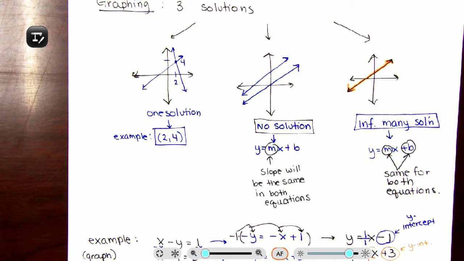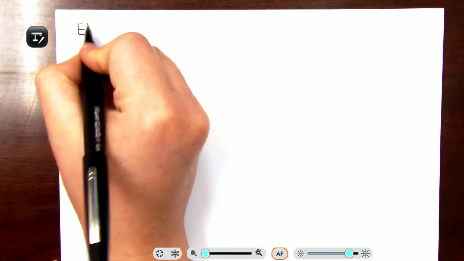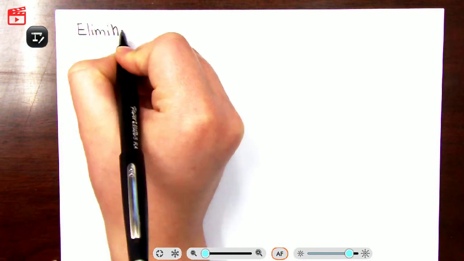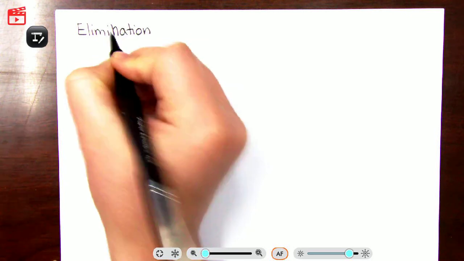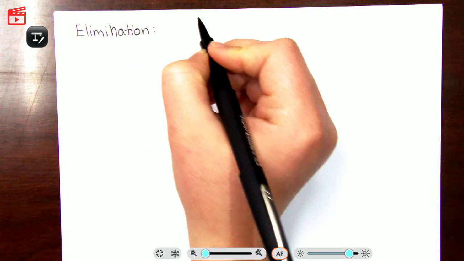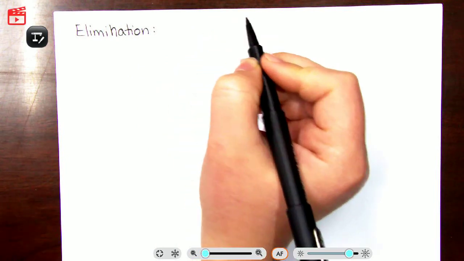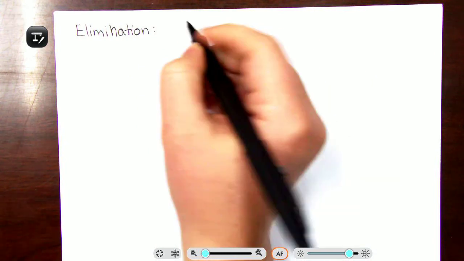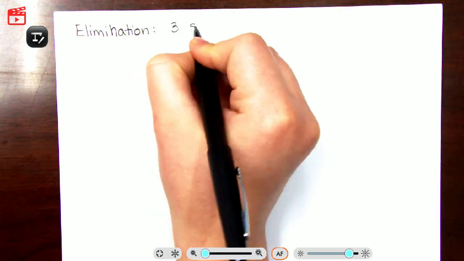Let's move on to elimination. Now, elimination is everyone's favorite method because it feels so good to cancel stuff out and cross stuff out. So elimination. I don't know what happened to that N. That should be an N. Elimination. Elimination, again, because it is a method of solving systems of equations, there are 3 solutions.